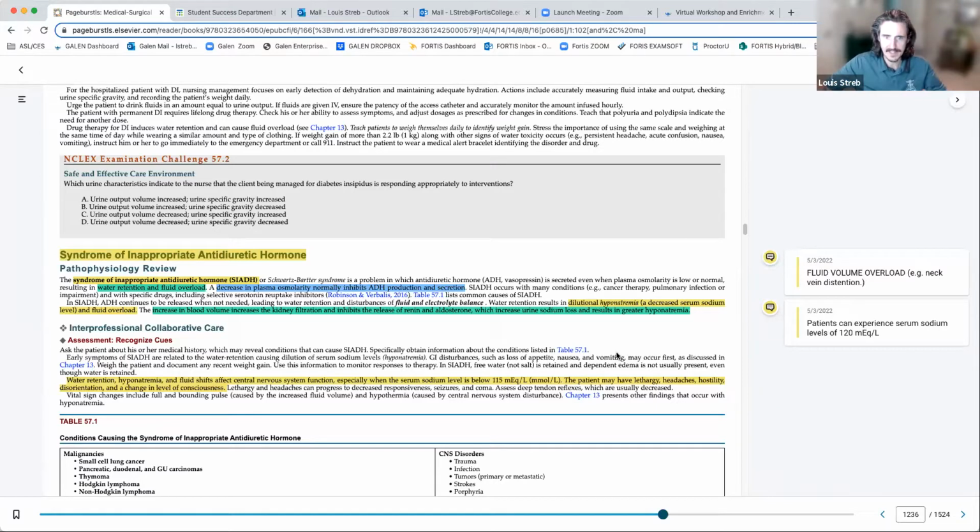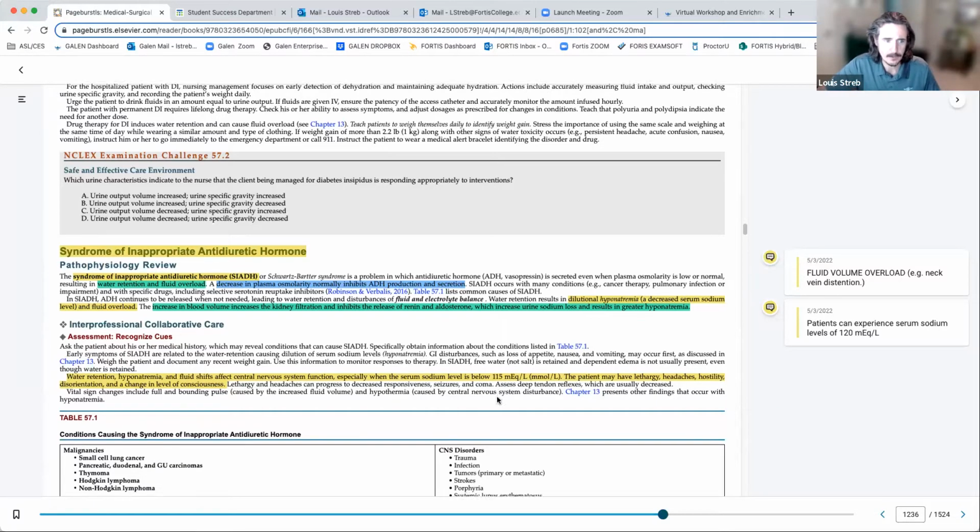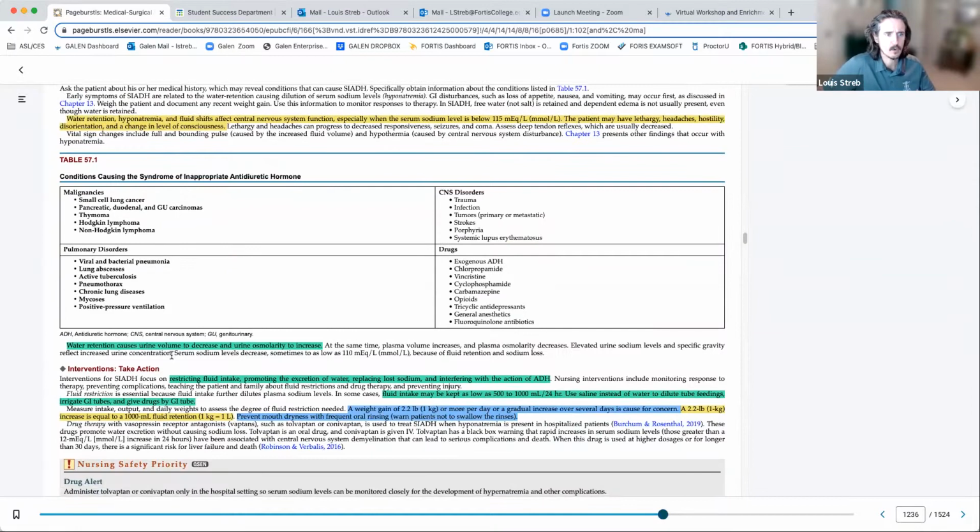No, you're third spacing. Yes, my God. So you start to dilute. Yeah, it's an interesting thought. So water retention causes urine volume to decrease. That makes sense. Urine osmolarity starts to increase now because it starts to get diluted. I just want you to see the cause and effect if you start understanding this.